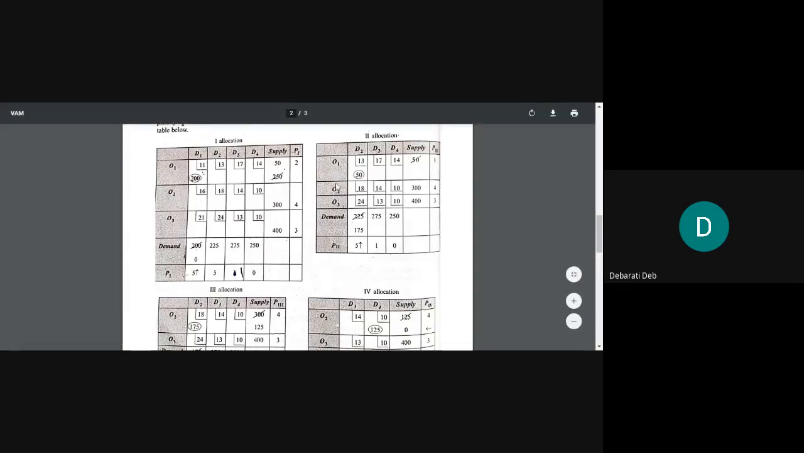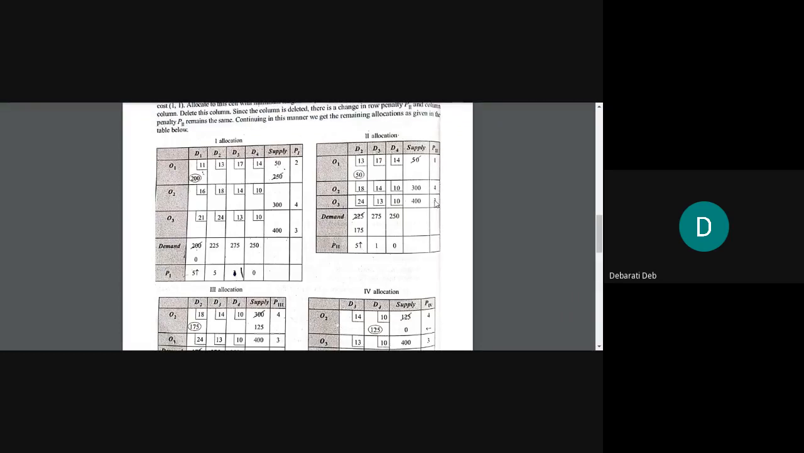Next, in the second row O2, the lowest cost is 10 and the second lowest cost is 14. So we write 14 minus 10, that is 4. In the third row, that is O3, the lowest cost is 10 and the second lowest cost is 13. So 13 minus 10, we will write 3. We will write 3 here.